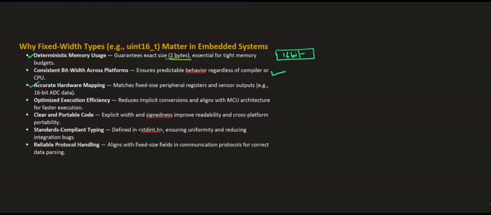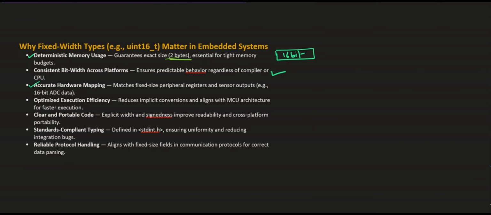Now the fifth point is clear and portable code. This helps in improving the code readability and portability. Explicitly specifying the width and signedness is essential here in code. That will give us clarity: whether it is a non-negative number, a positive number, or a negative number. Negative numbers are also used in embedded systems, for example for a temperature sensor. So that's why it gives us a very good understanding of what type of sign it is, the signedness, and about the width.